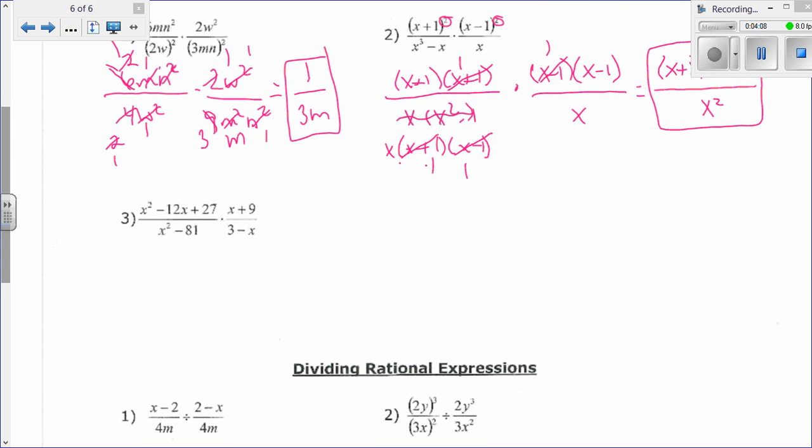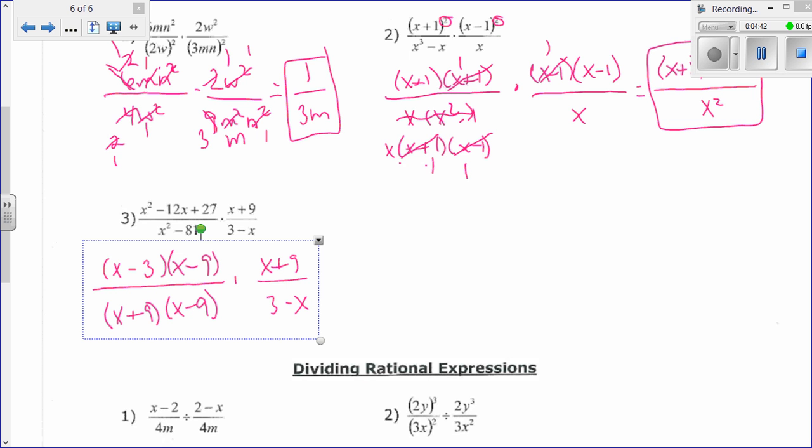All right, for number 3, x squared minus 12x plus 27 is factorable. So it's x and x. Factors of 27 that add up to 12 are 9 and 3, so minus 3, minus 9, over x squared minus 1 is x plus 9, x minus 9 times x plus 9 over 3 minus x. Well, this x minus 1 cancels with that x minus 1. This x plus 9 cancels with this x plus 9.